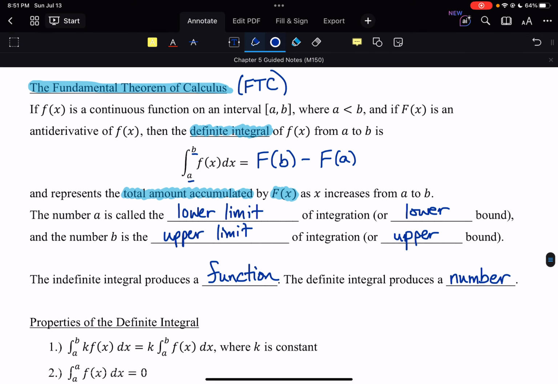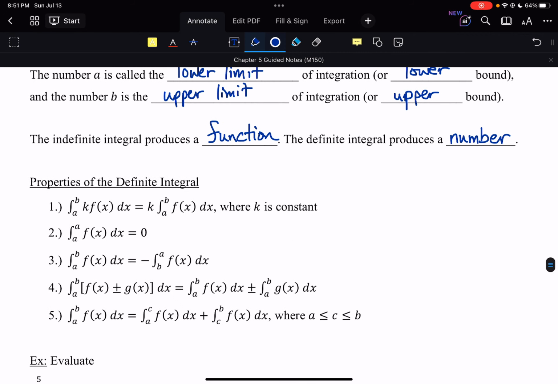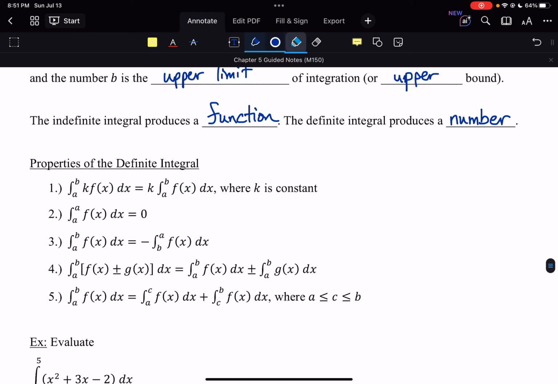In terms of properties of definite integrals, some of these properties are the same as the ones we've seen for indefinites. Like the first one, if you have a constant multiple inside the integral, you can still pull it out. This number 4 down here, if you have the definite integral of f plus or minus g, that's the same thing as the integral of f plus or minus the integral of g. So those two are the same as what we've seen before.